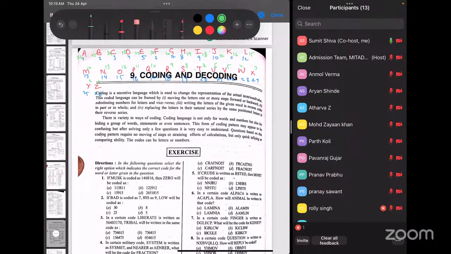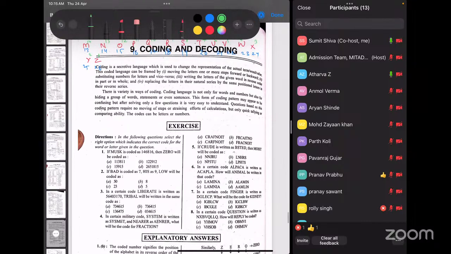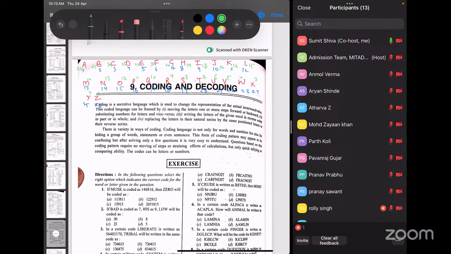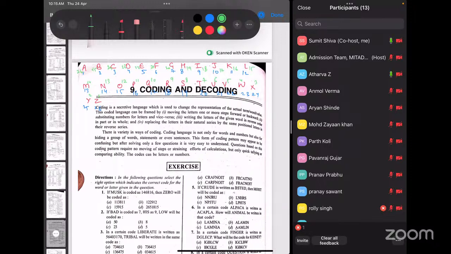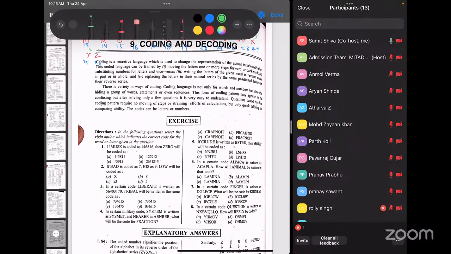So this is the logic of coding and decoding. How will you solve the second question? BAD is coded as 7. Sir, option A. They just added the alphabetical order values. BAD: 2 plus 1 plus 4 is 7. Similarly, LOW. So we will add them, right? L is 12, O is 15. So 12 plus 15 is 27, and W is 23. 27 and 23 make 50. So the answer will be 50.